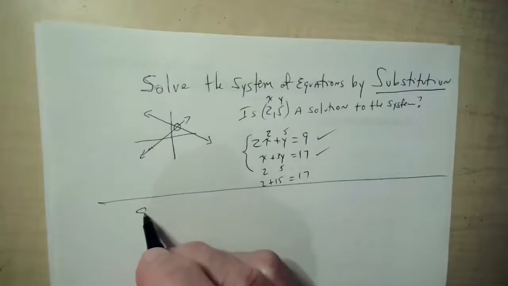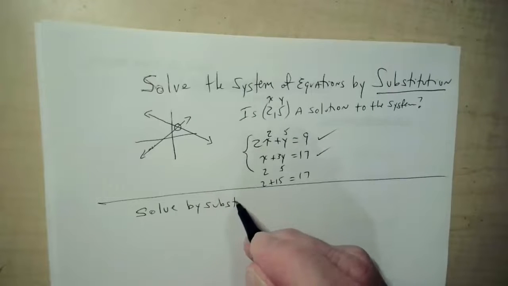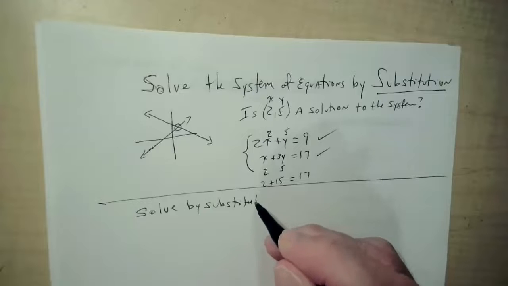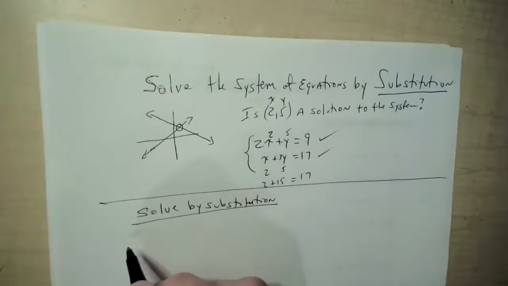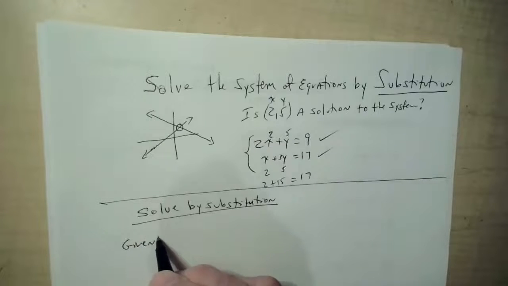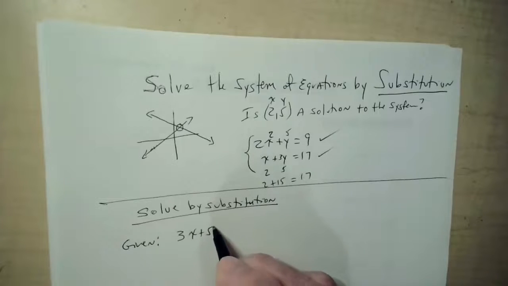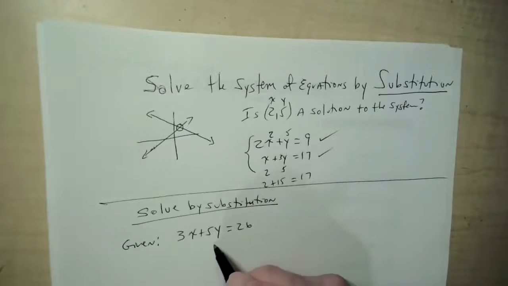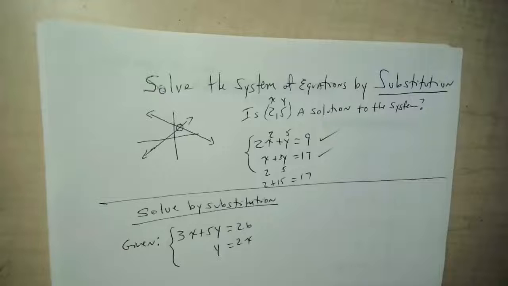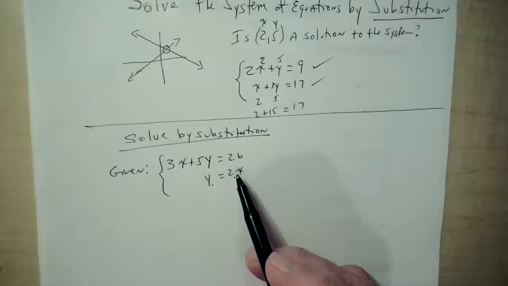Okay, now we're going to solve by substitution. This is real simple. If you're given that 3x plus 5y equals 26, and you're given that y is equal to 2x, a system of equations. Now look, y and 2x are the same. They're equal. They're exactly the same.